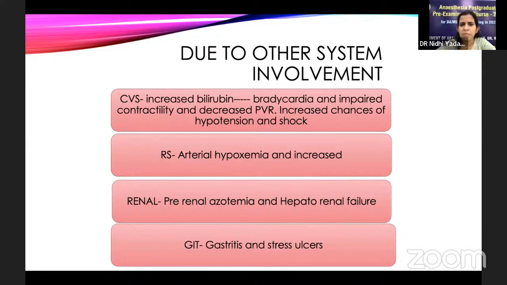In the respiratory system, it leads to arterial hypoxemia. In the renal system, due to hypotension and hypoperfusion, it can lead to pre-renal failure, and in advanced stages, pre-renal azotemia and hepatorenal syndrome.